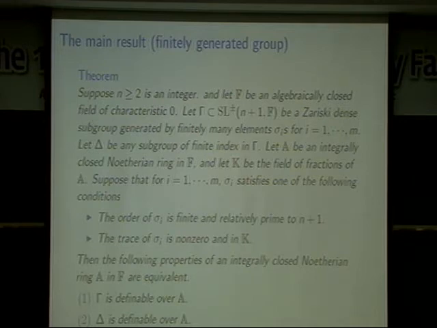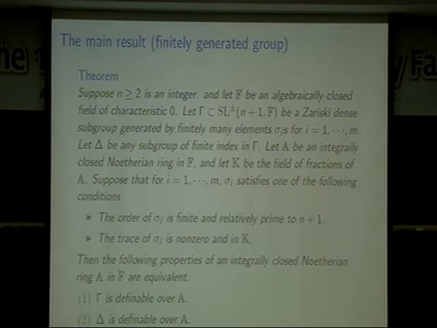So there's another result of ours. Suppose n greater than 2 is an integer, and let F be an algebraically closed field of characteristic 0. Let gamma be a Zariski dense subgroup generated by finitely many elements, and let delta be any subgroup of finite index in gamma. Let A be an integrally closed Noetherian ring in F, and let K be the field of fractions of A. Suppose that for each i, the reflection sigma i satisfies one of the following conditions.